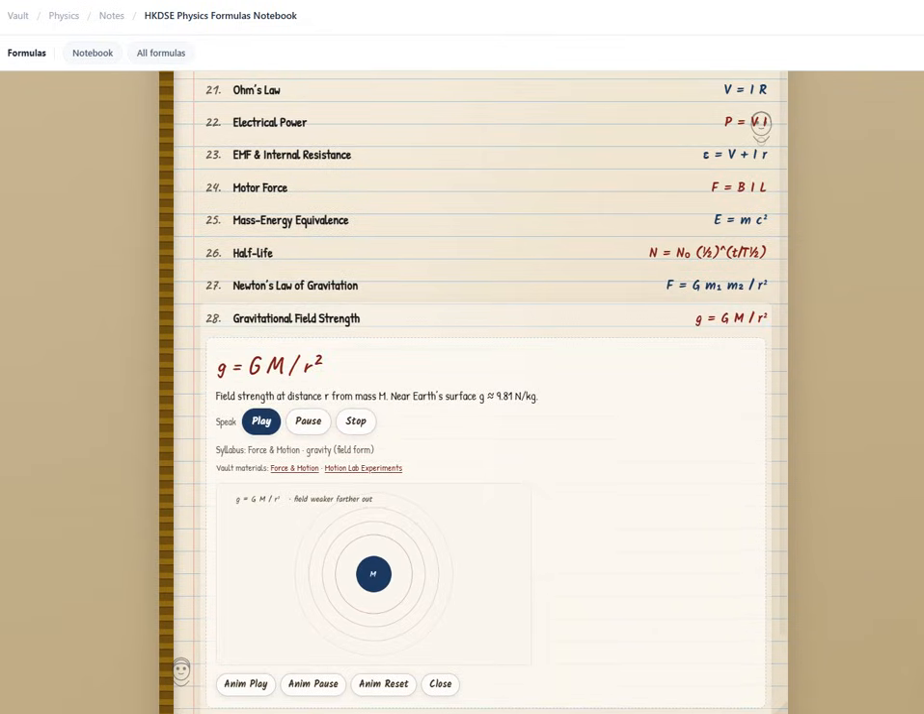Gravitational field strength, g equals GM over r squared. Field strength at distance r from mass M. Near Earth's surface g approximately equals 9.81 N per kilogram. Gravitational field weakens farther from mass M.